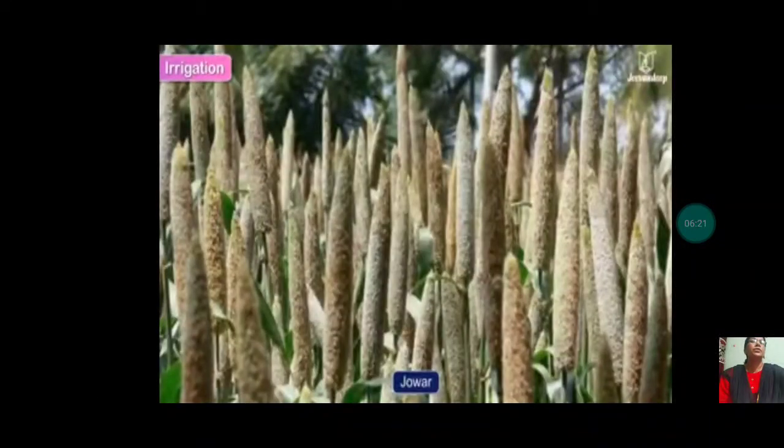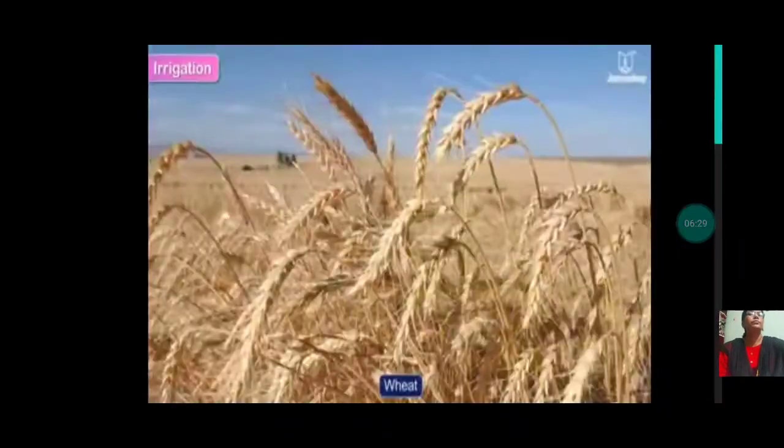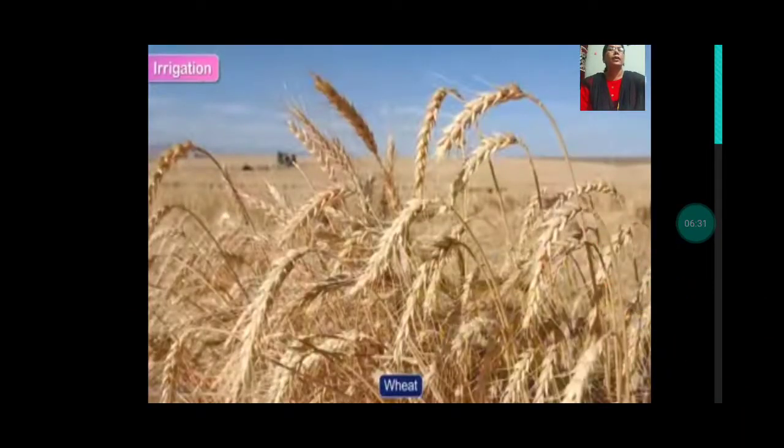You can see the pictures of jowar. This is the picture of jowar. These types of crops they grow there. Wheat. This is the crop of wheat, children. You must have seen it in your villages.